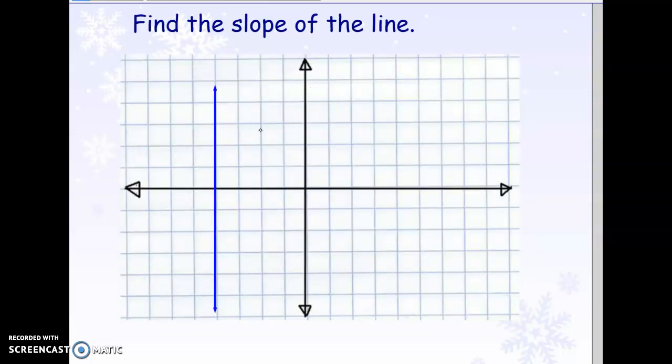When it's straight up and down, I think of this dude trying to walk on this, and he's not going to have a good day here. He's going to be falling and going splat, right? So this is called an undefined slope. It's so steep we can't even define it.